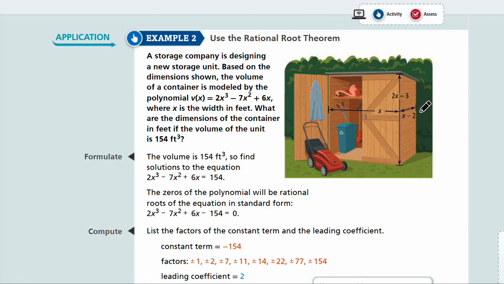So we have the dimensions in variables, right, in polynomials. So we have x and 2x minus 3 and x minus 2. Those are the dimensions. And if we multiply the dimensions, we'll get the volume, right? The volume we know is 154 feet cubed. So find the solutions to this equation. 2x cubed minus 7x squared plus 6x. If we multiply all of them, we get this volume equation, right? The zeros of the polynomial will be rational roots of the equation in standard form.